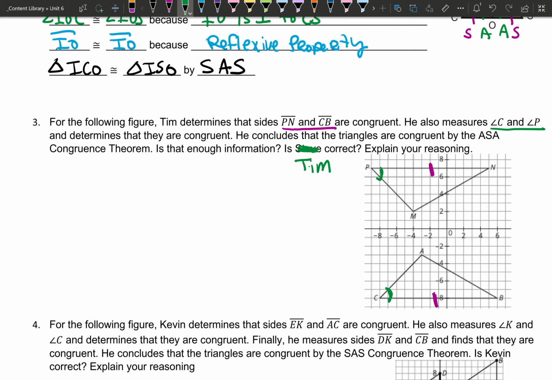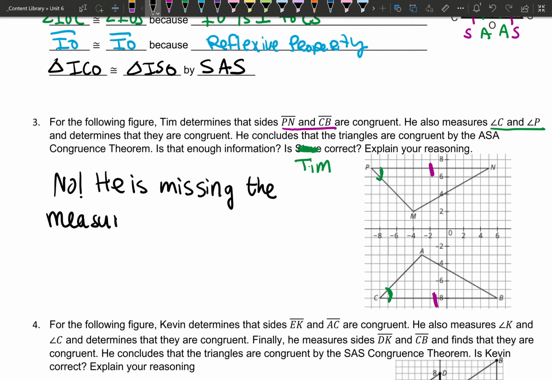Is Tim correct? Well, what do you think? Do we have an angle, a side, and another angle? No, we don't. He is missing the measures of angle N and angle B. Why do I say N and B? Because those are the angles that would create angle, side, angle. Dang it, I meant to say angle, side, angle.